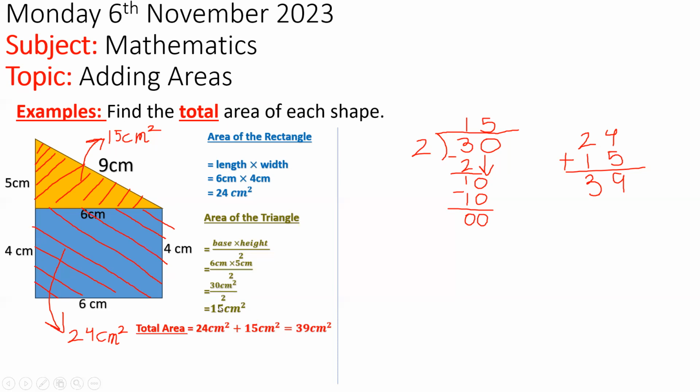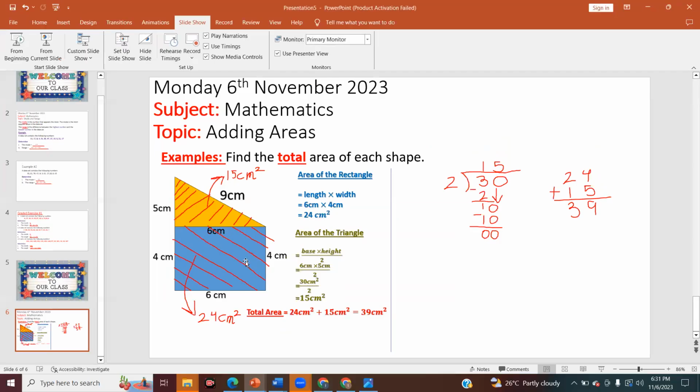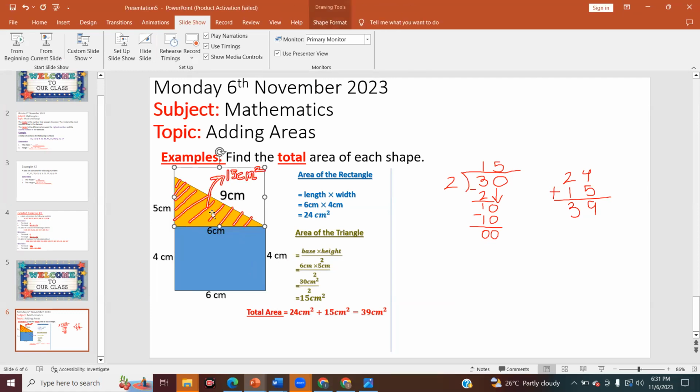After you divide 30 cm squared by 2, you would get 15 cm squared. Then when you find the total area, you add 24 cm squared plus 15 cm squared, which would give you 39 cm squared. Very good. Very good explanation. Natalia, aptly done. Perfect. So let's go ahead and do another example.